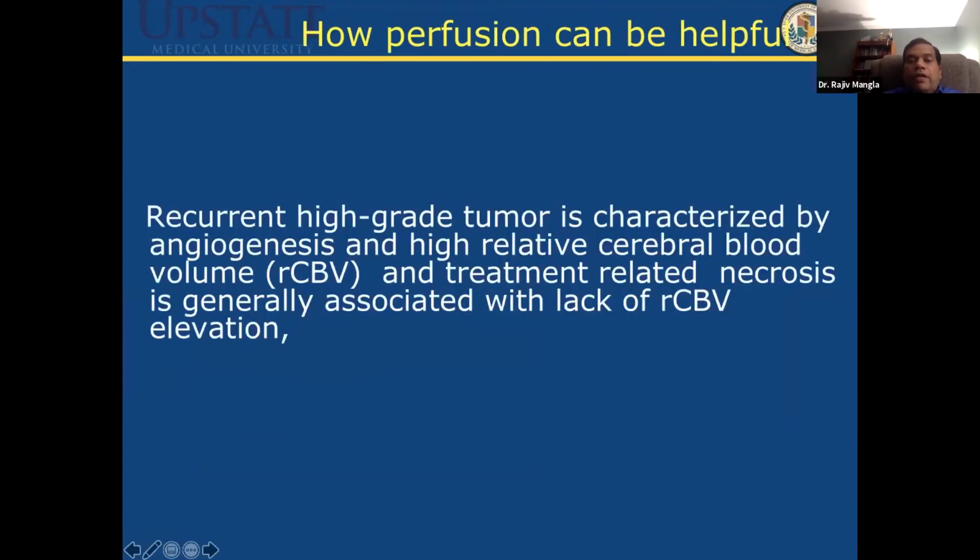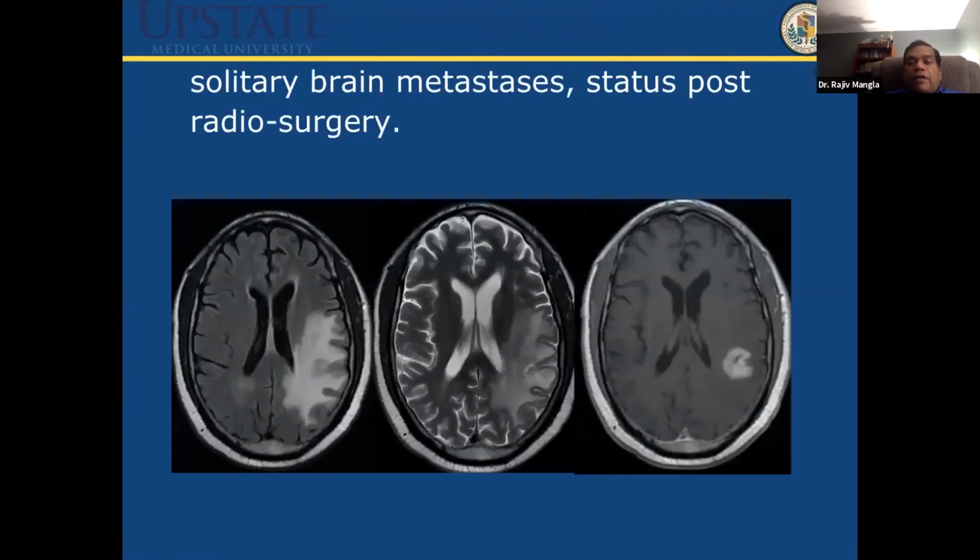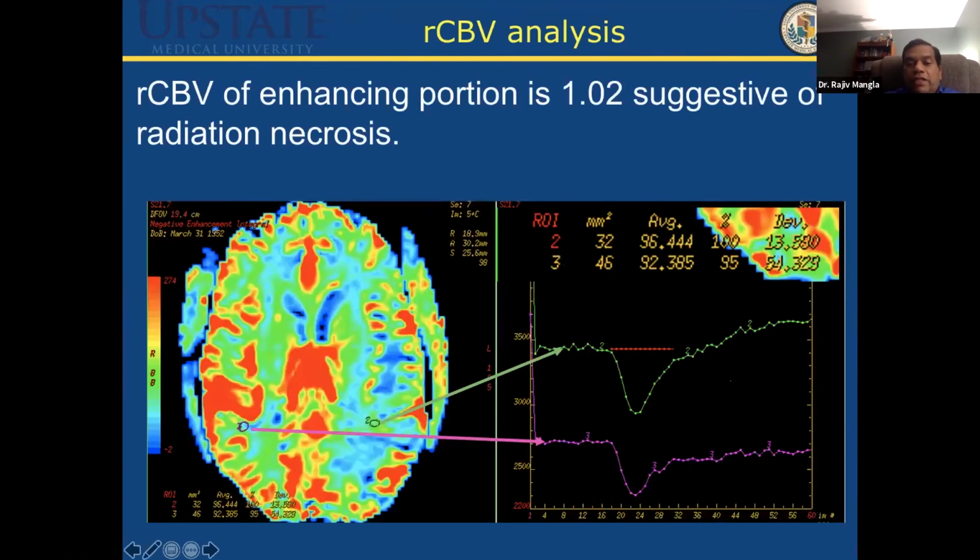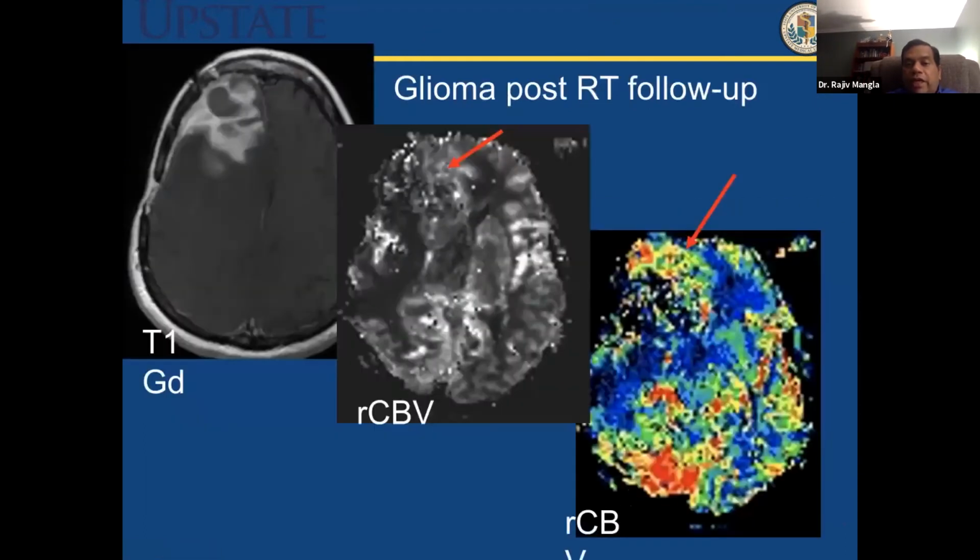So that's how we have this case of a solitary brain metastasis, and there is an area of enhancement. We don't know whether it's a recurrence or a radiation necrosis. And we do the perfusion. We see the perfusion is very low. We can see that this is almost equal to the normal side. And so we can say this is a radiation necrosis, predominantly radiation necrosis.